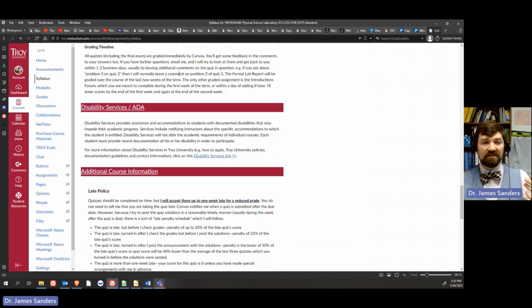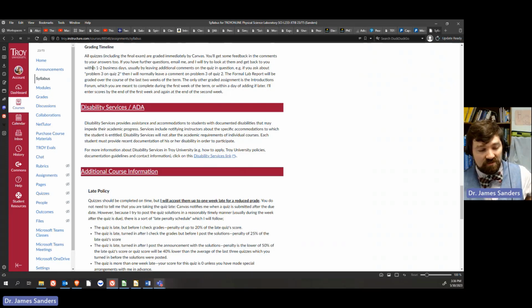I will typically get everything graded within 1 to 2 days. In fact, it's mostly automatically graded. The only exceptions are your forum post and your formal lab report. Formal lab report, I will grade over the last 2 weeks of the course. It's basically due at the end of week 6 or beginning of week 7. So I'll start grading them sometime in there. And then they'll just be graded by the end of the semester.